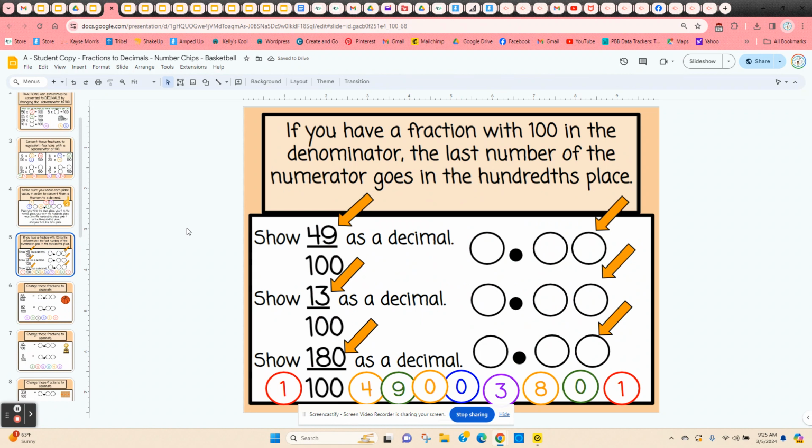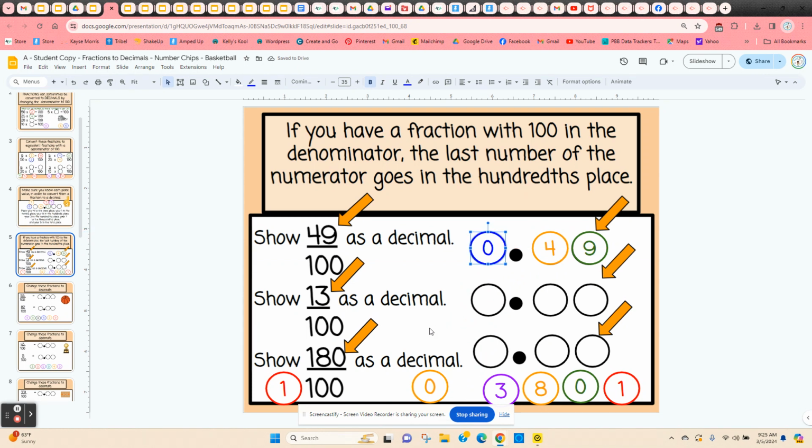Now the next slide has one method for changing a fraction with 100 in the denominator to a decimal. So if they have 100 in the denominator, they look at their numerator. The number that's in the ones place is going to go in the hundredths place of the decimal. So the 9 will go here where the arrow is pointing. And that makes it easy to place the other numbers. So it's 49 hundredths. We know the 4 has to go to the left of the 9, and then this number is going to be a 0.